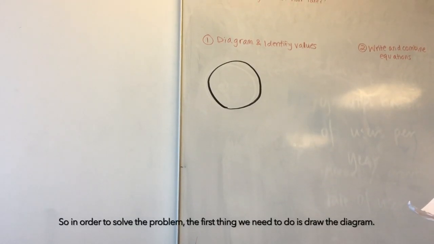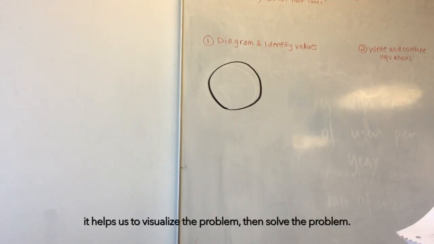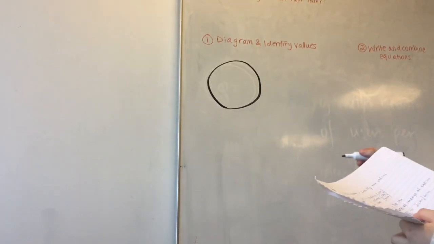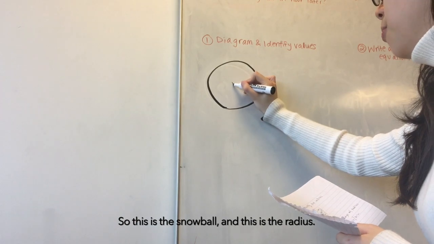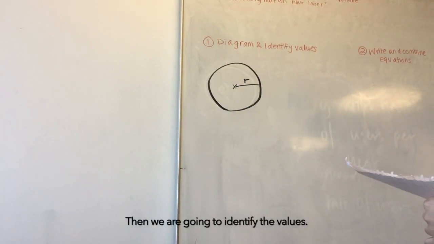So in order to solve the problem, the first thing we do is to draw a diagram. It helps us to visualize the problem and solve the problem. So this is the snowball and this is the radius. And then we are going to identify the values.